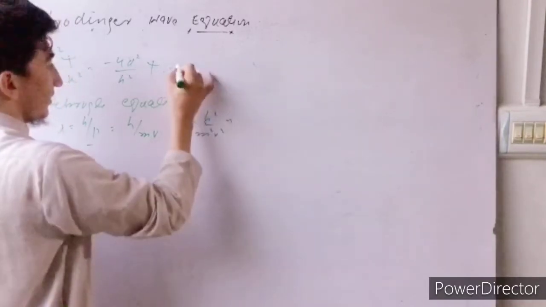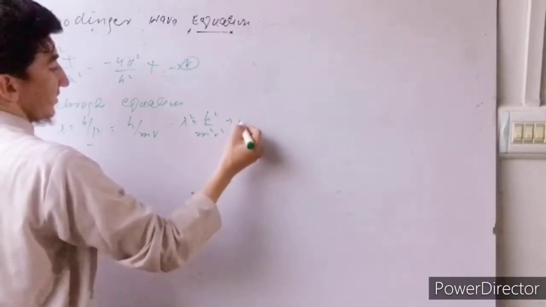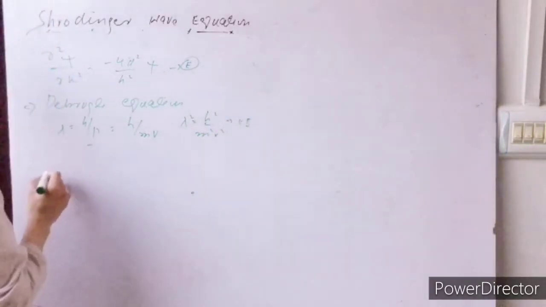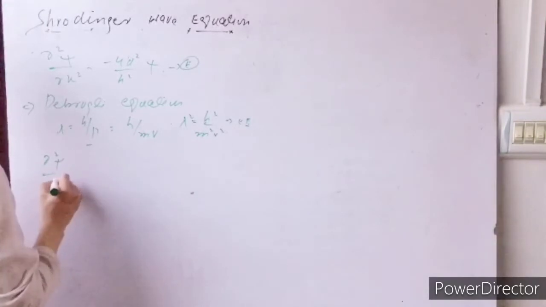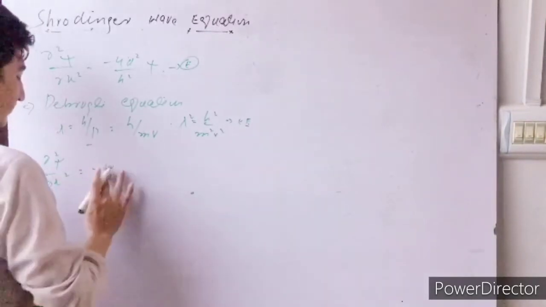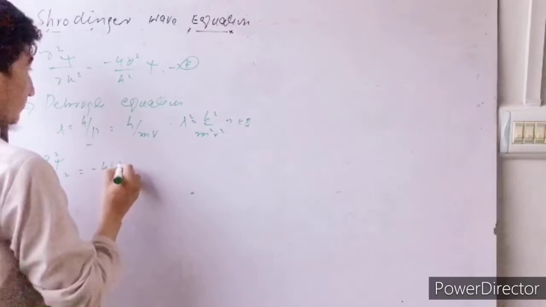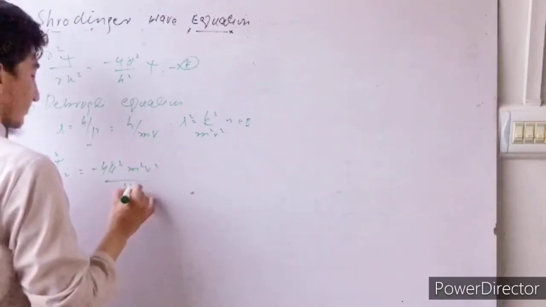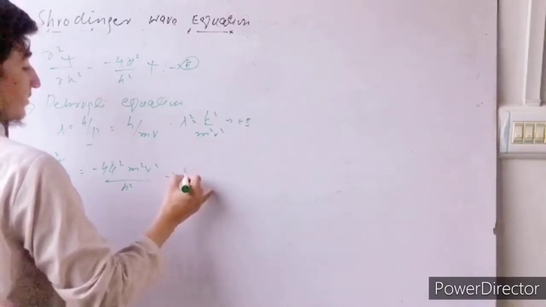Put this equation F in equation number E. Then we get del square psi divided by del x square equals minus 4 pi square m square v square divided by h square. This is equation number G.